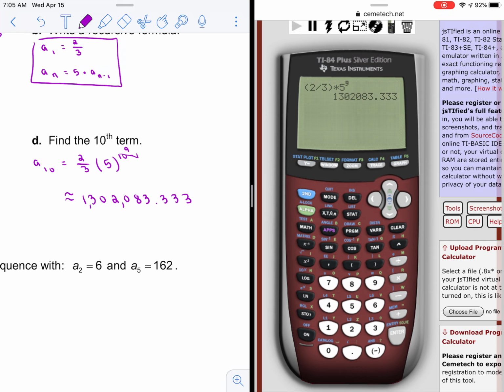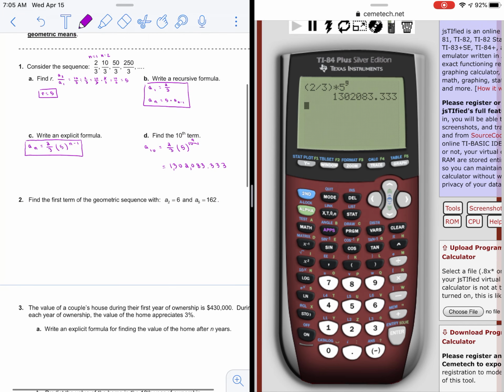You're going to get this 1,302,083.333. I guess that is exact. I don't know, I think that's being rounded, but that's okay. So that would be your final answer for this one right here.